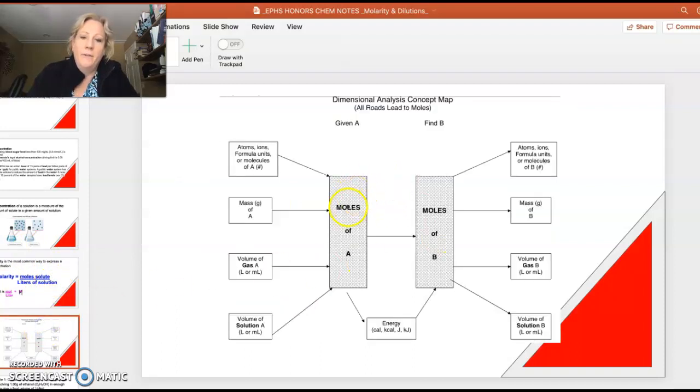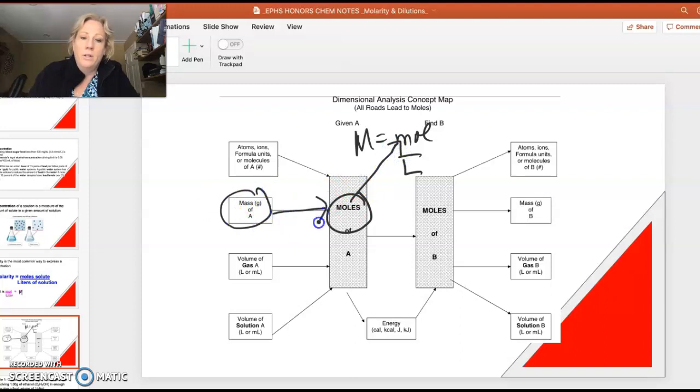If you have your mole map out, we know that molarity is moles of solute per liter. So if we're concentrating on the mole here, sometimes you'll be given the grams and have to go to moles to be able to plug in, or it's possible the question is asking how many grams you would need. So you would have to solve for moles and then convert back to grams.